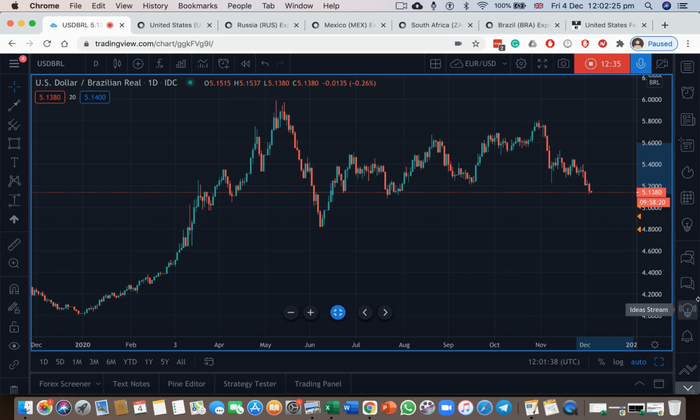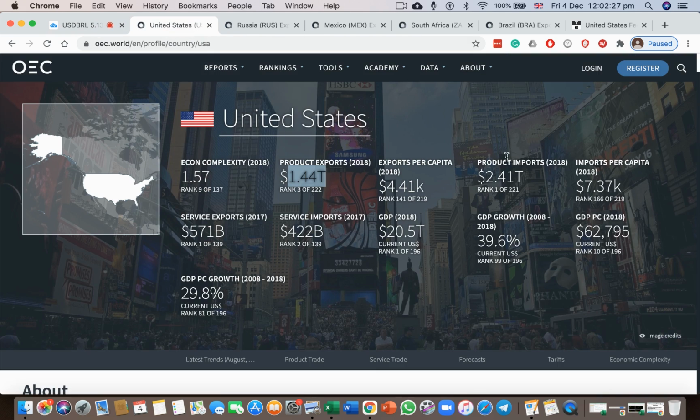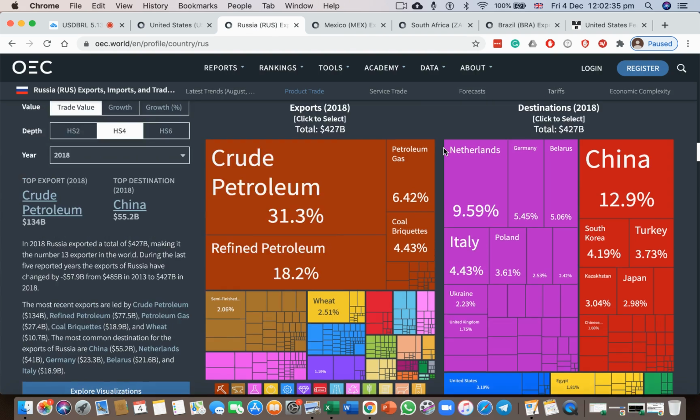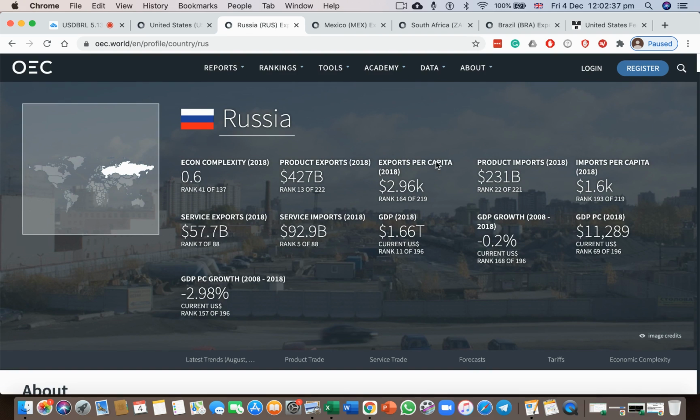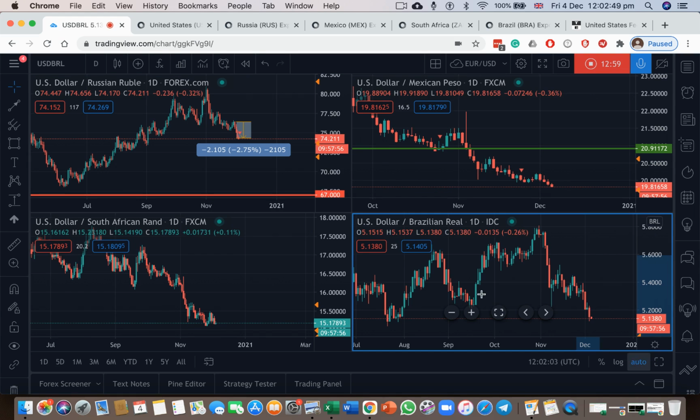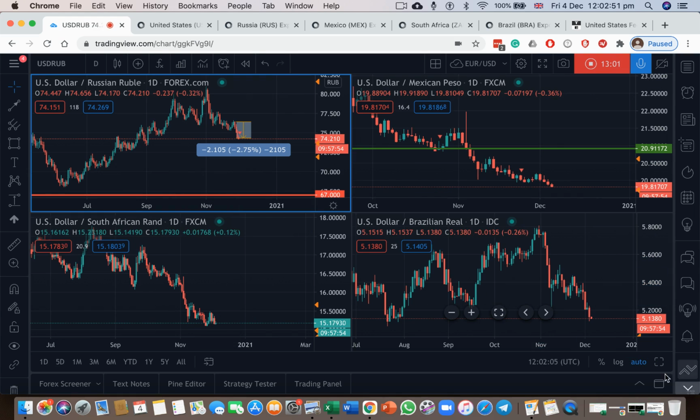So clearly, if the United States is sending more money abroad every single year, and Russia actually has a positive current account balance because their exports are 400 billion, but their imports are only 200 billion, more money is coming into Russia than going out of Russia. And when you compare those two as a ratio, that means the Russian ruble should be getting stronger.